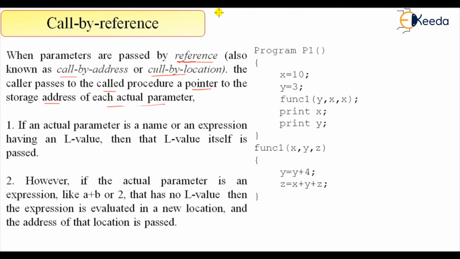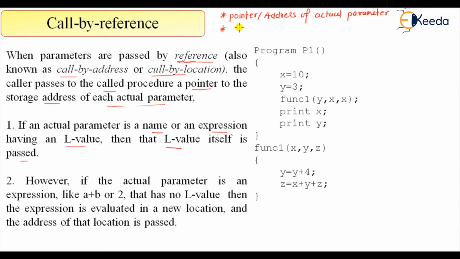So, pointer or address of what? Address of the actual parameter. Somehow we are internally passing the address of the actual parameter. If the actual parameter is a name or an expression having an L value, then the L value itself is passed. So for an expression we have an L value associated.